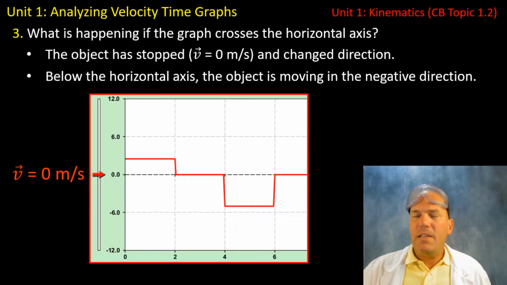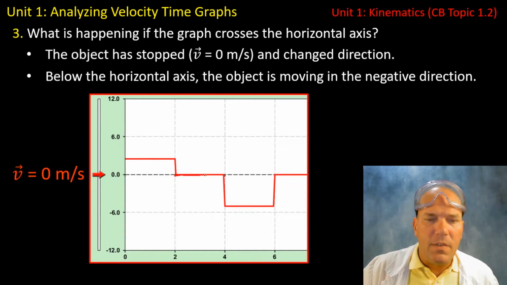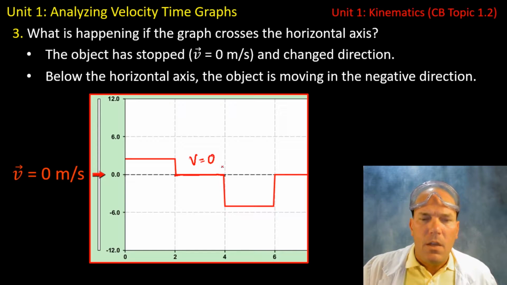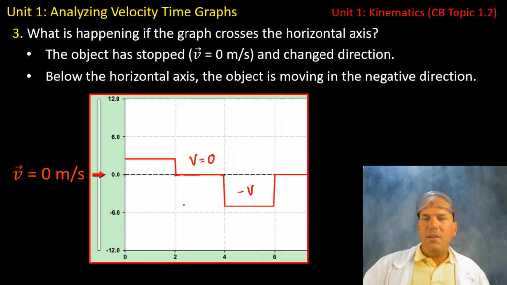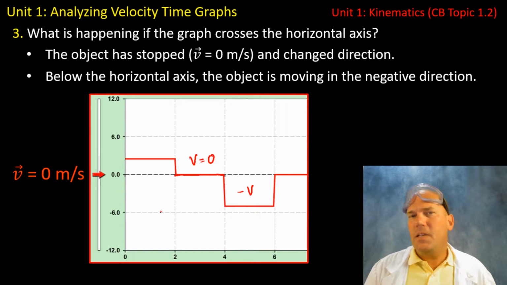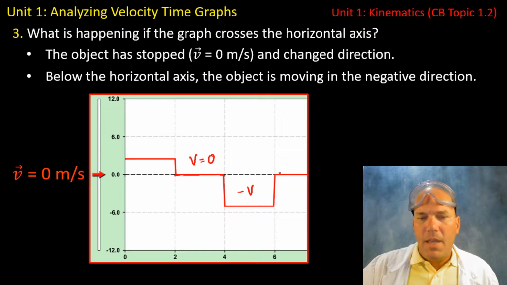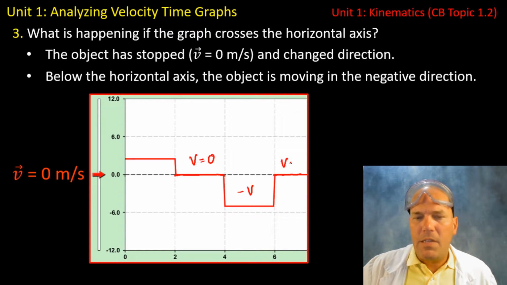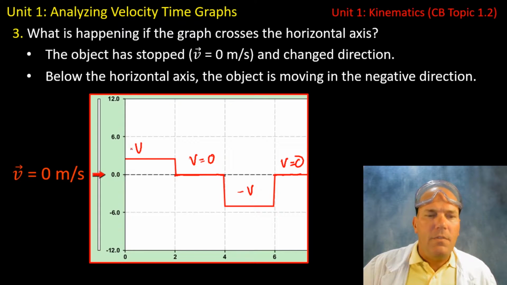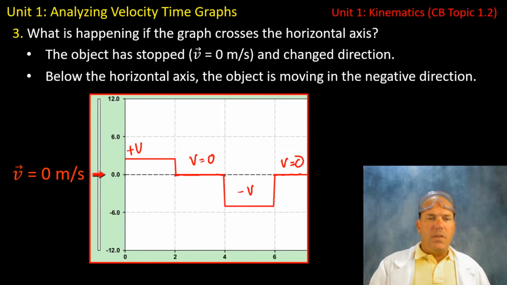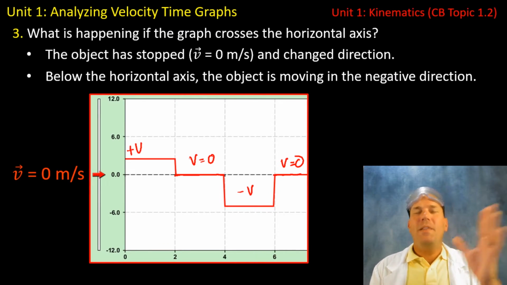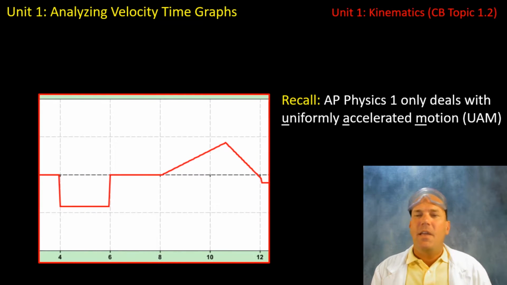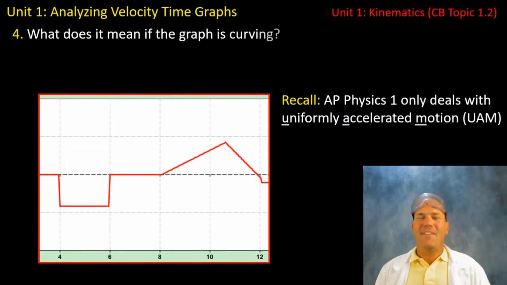So looking at this graph here, it is velocity equals 0. Velocity is some negative quantity here, and we already know that the velocity is negative 5 meters per second. And then here we have velocity equals 0, and of course here the velocity is positive. So it's important to look at what is happening in these graphs when they cross the horizontal axis. Now, my final question is, what does it mean if the graph is curving?